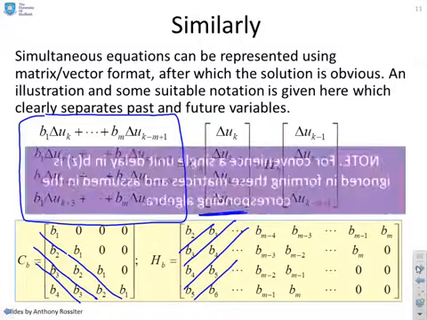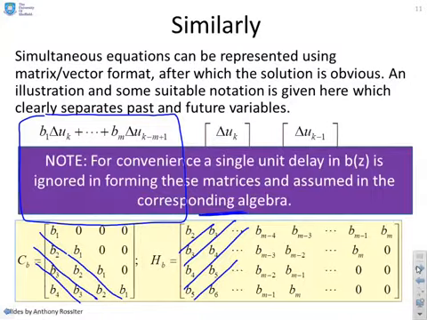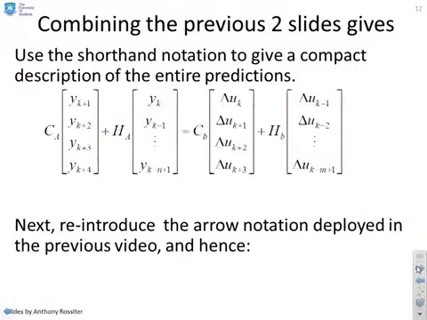Next then, let's combine all of this together. Oh, there's just a warning there. For convenience, when we write CB, you'll notice we start with b1 in the top corner. We ignore the fact that b0 is 0. We basically put it into the algebra to make life easier. So let's combine these two slides, and this is what we get.